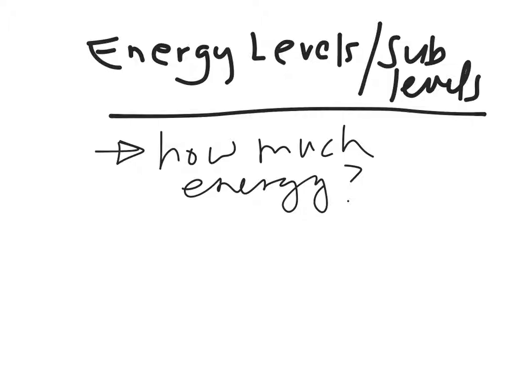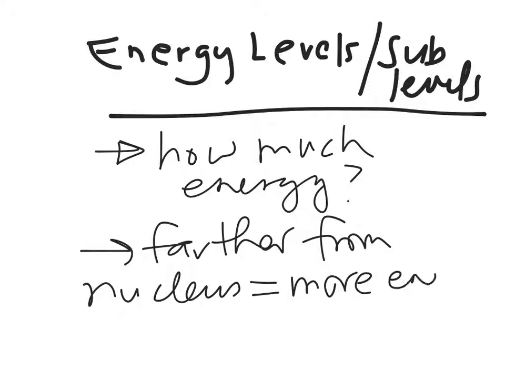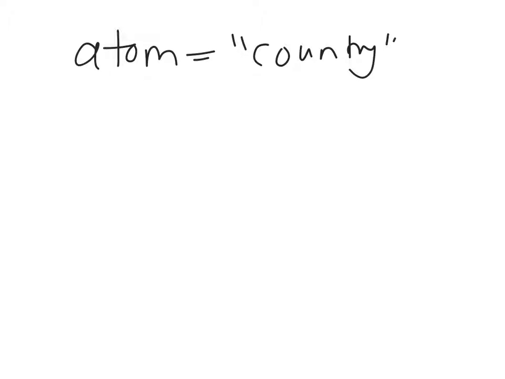And the first thing to note is that the farther from the nucleus that an electron is, the more energy it has. So electrons farther from the nucleus have more energy. Based on this, we can give each electron an address to know which ones we're talking about. And we can even use an analogy to real addresses. So we'll start our analogy by considering our atom, whatever atom it is that we're talking about, as our country.